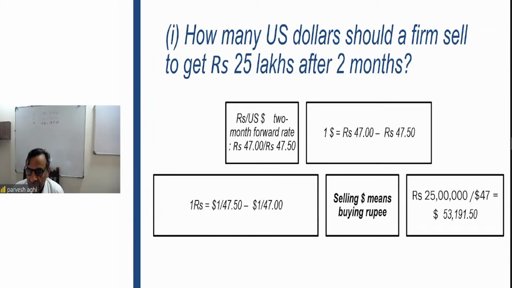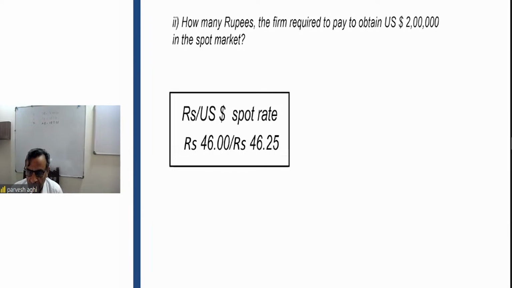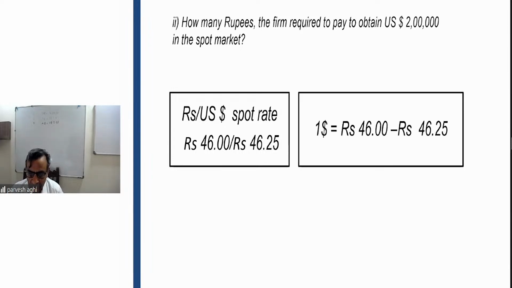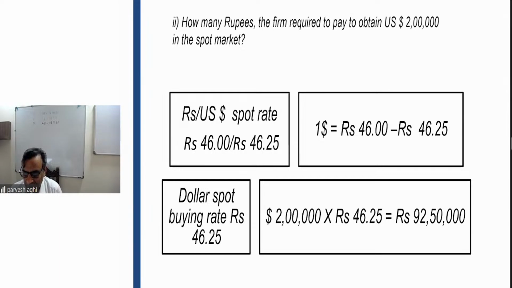Very easy. The second question says, how many rupees is the firm required to pay to obtain 2 lakh US dollars in the spot market? Now the spot rate is given to you, which is 46/46.25. So you want to buy dollars, isn't it? And you have the dollar rate, 46/46.25. So for buying dollars, you have to pay 46.25, which is the ask rate. So the dollar spot buying rate is this. You can just multiply simply and calculate.